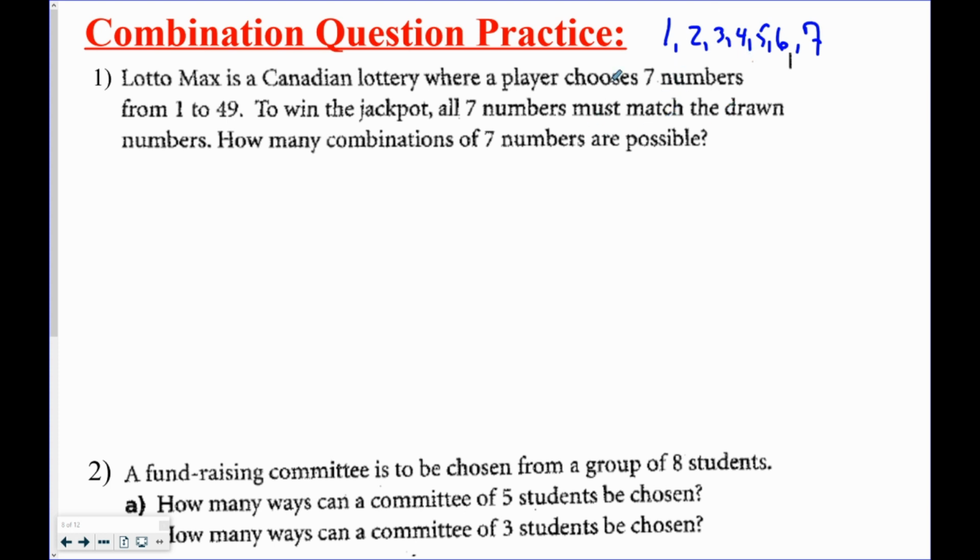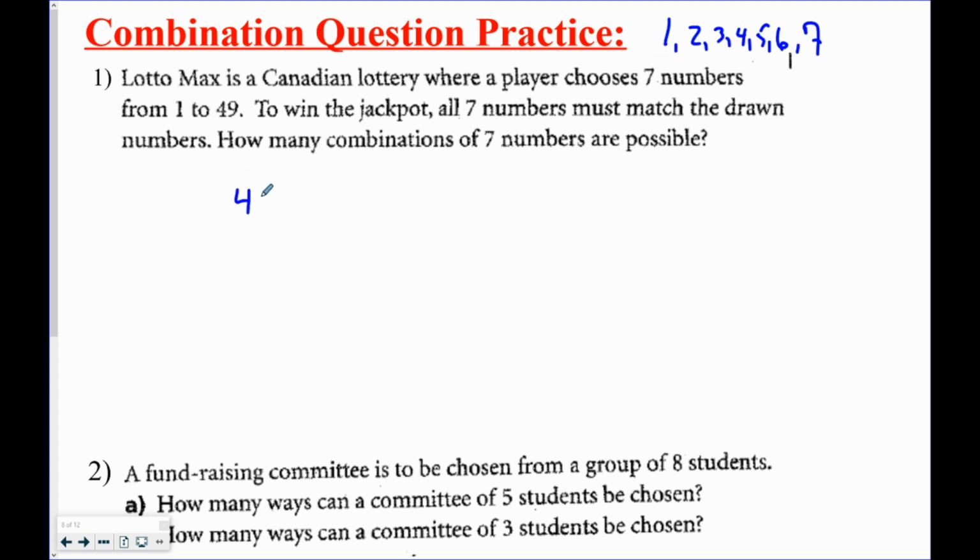Okay, so if they draw a 45, a 47, a 40, and a 50, it doesn't matter that they were drawn in that order. All you got to do is match all the numbers to win. So this is a combination question because the order doesn't matter. I don't need to match the numbers in order. I just need to match the numbers.